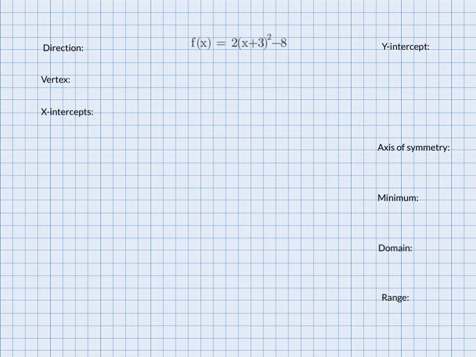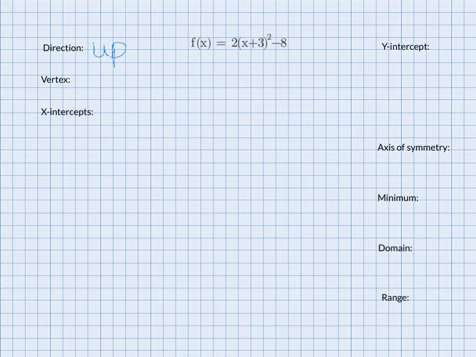As you can see here, we have our first example, and in this case f of x equals 2 times the quantity x plus 3 squared minus 8. This is in vertex form. Since our a value is 2, the a leads the way, it's positive, that means our parabola will open up.